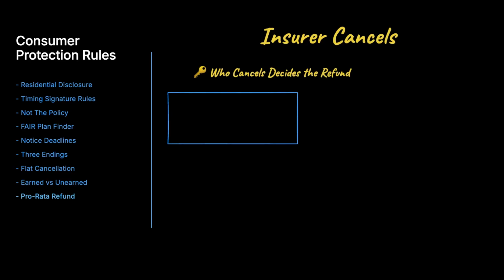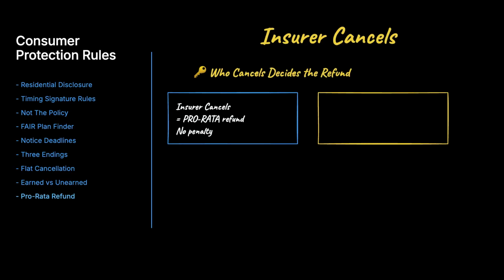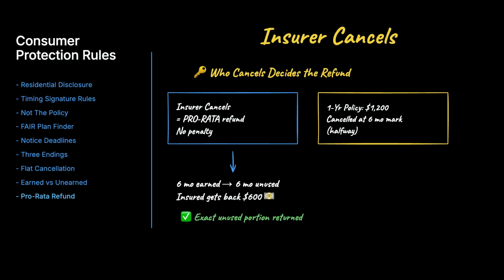Who cancels decides how the refund is calculated, a guaranteed exam point. When the insurer cancels, the refund is pro rata. The insured gets back exactly the unused portion, no penalty. Take a 1-year $1,200 policy. If the insurer cancels at the halfway mark, 6 months are earned, so the insured gets $600 back.